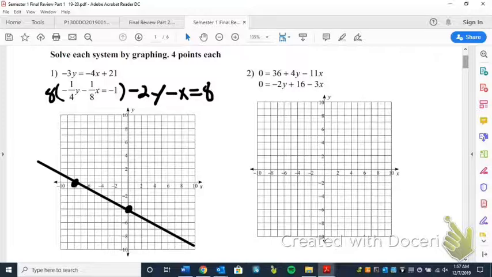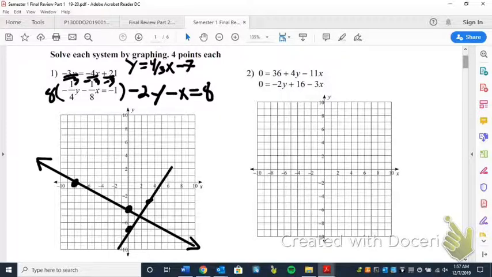Now the top one, I think it's going to be a little bit easier if we turn that into slope-intercept form. So we're going to divide everything by negative 3. So we get y equals 4/3 x minus 7. The negatives cancel out. So we plot negative 7. That's our intercept. And then our slope is 4/3, so we go up 4 over 3. And there we go. That would be our answer.